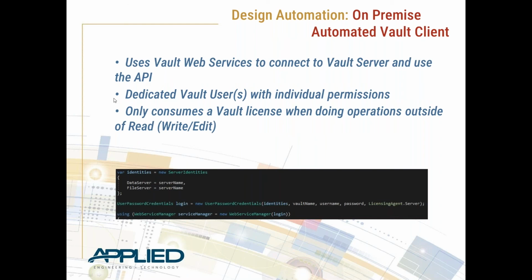The Vault automation uses an object that Autodesk made so that you can mimic a Vault client connection, and it's called Vault Web Services. You just log into a Vault server as a setup user. You could make your own user that has special permissions, and this is just an automation user. No human will ever log in as it, and it only uses a Vault license when it's doing write operations. So like I said before, you could go through and read through a bunch of assemblies, get the data you need, and this won't use the Vault license, but if you're going in and changing anything, then this will.